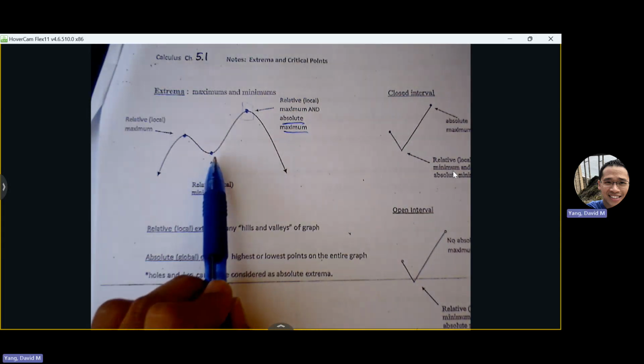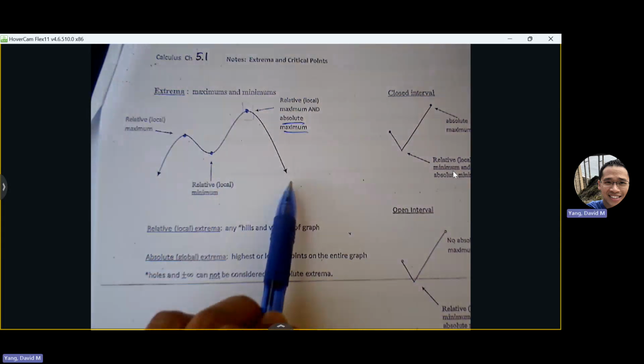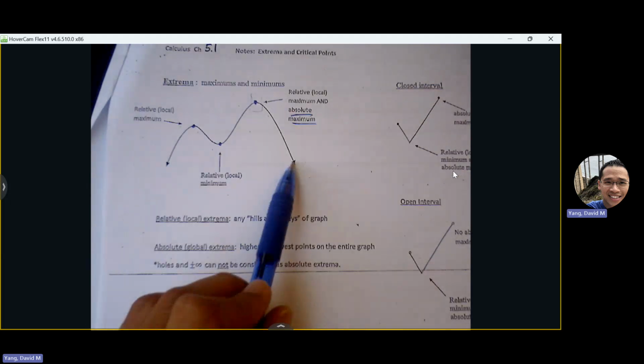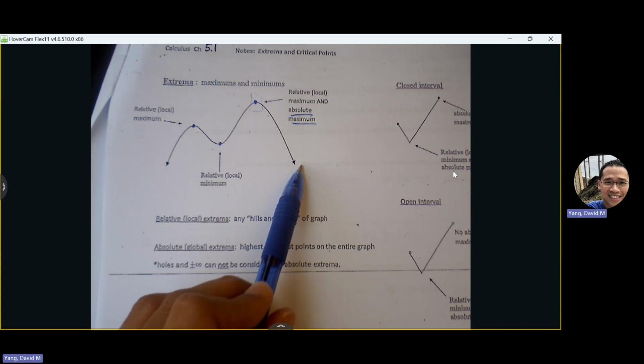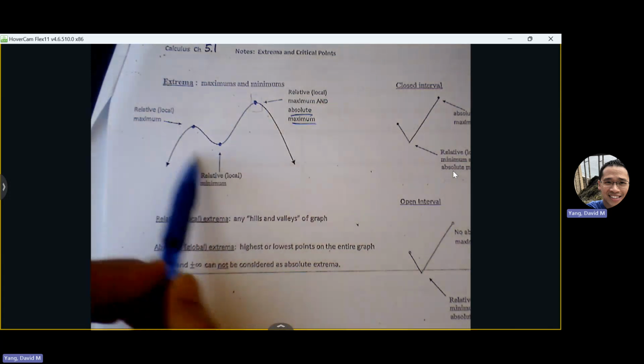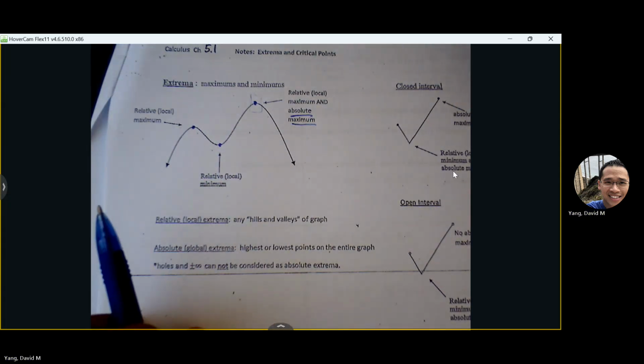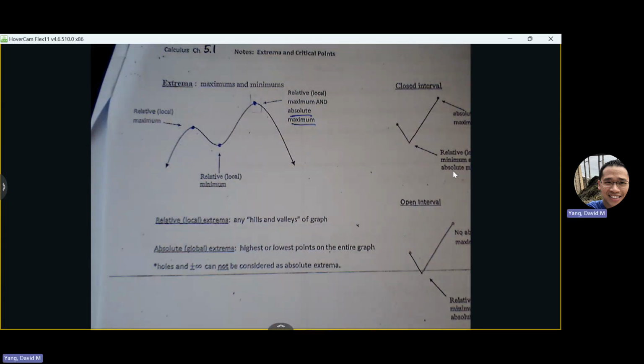There is a relative minimum, but this graph does not have an absolute minimum because negative infinity doesn't count as an absolute minimum. It is not a physical point that we can locate. So for this graph, there is an absolute maximum, but there is no absolute minimum. We never want to call infinity or negative infinity an absolute max or absolute min. It needs to be a physical point that we can locate to call it an absolute max or absolute min.